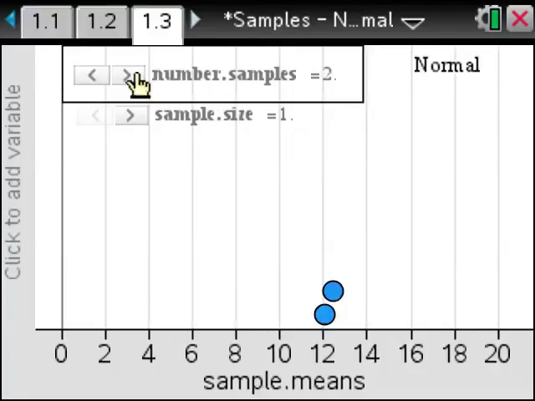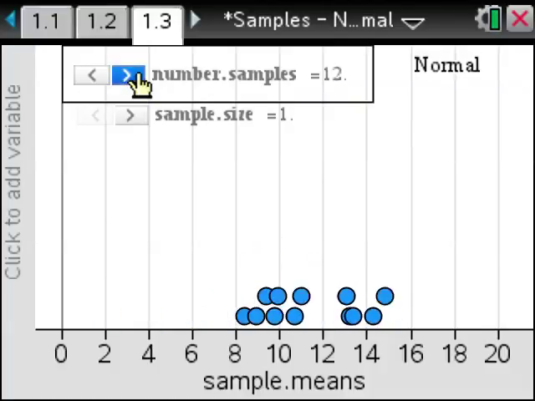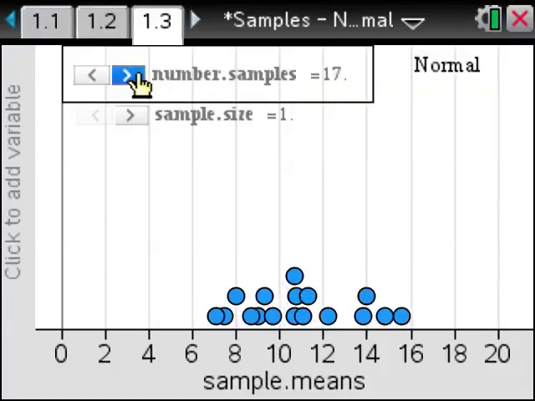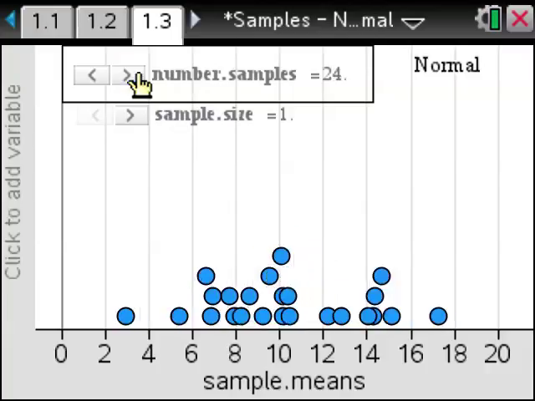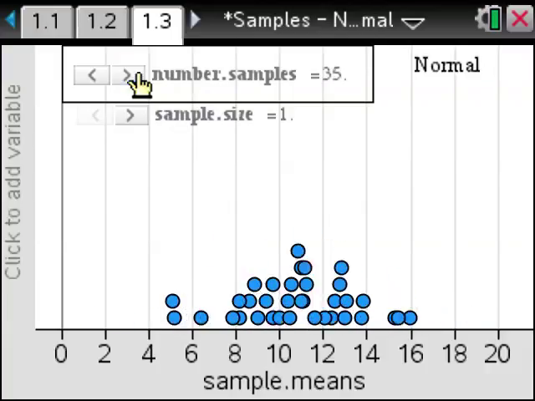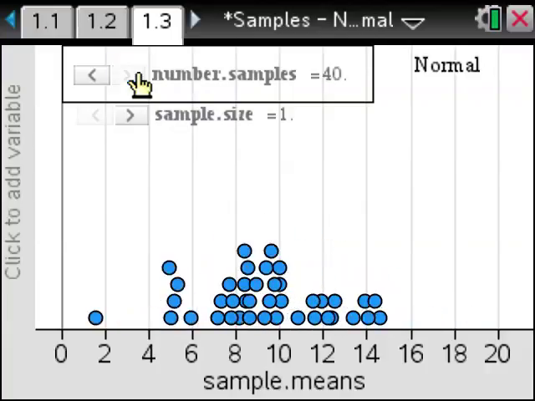If I want to take 2 samples or 3 samples or 4 samples, I can effectively build up a rather approximate picture of a normal distribution, and if we do enough dots here you can start to see that they are generally centered around about 10 and they've generally got a standard deviation of 3. Now these are just 40 single value results.